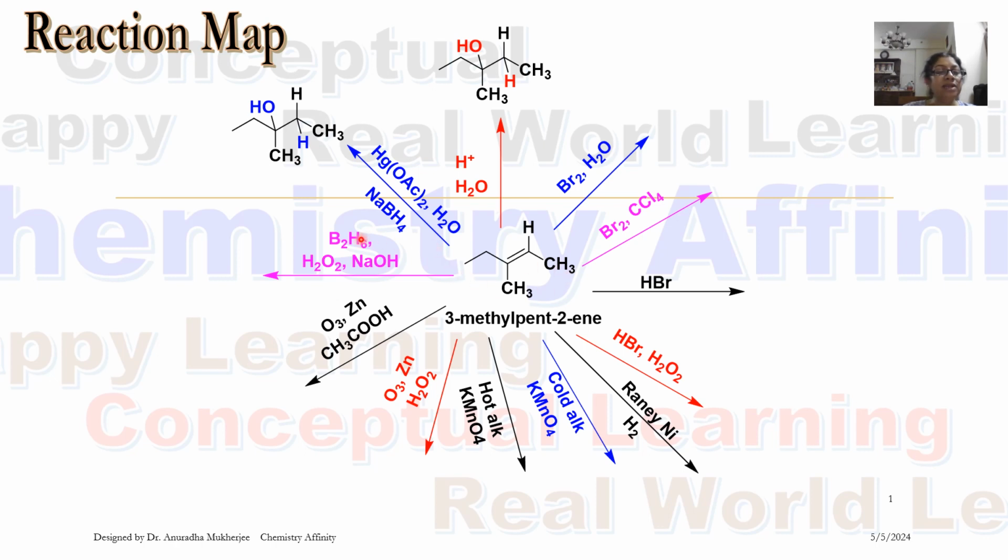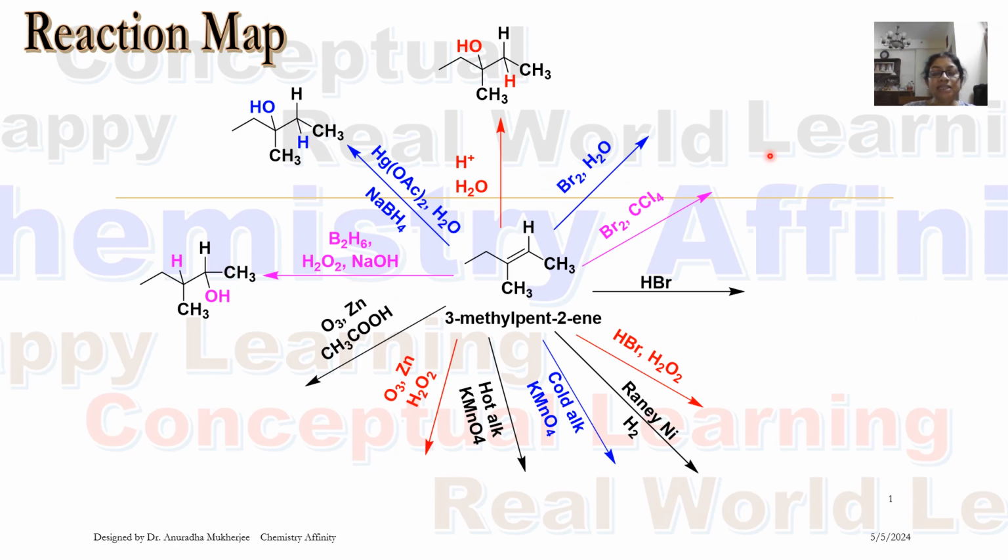The same alkene, when it is treated with B2H6 followed by hydrogen peroxide and sodium hydroxide, gives alcohol, but the alcohol will be different. Here OH, the nucleophile, attacks the less substituted carbon and hydrogen attacks the more substituted carbon. This reaction is called hydroboration oxidation.